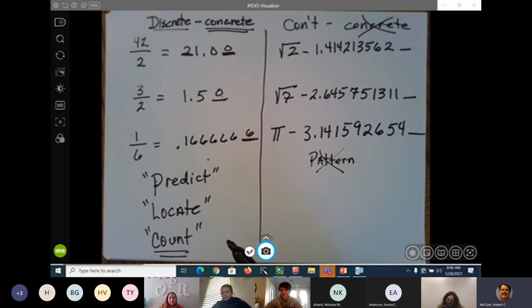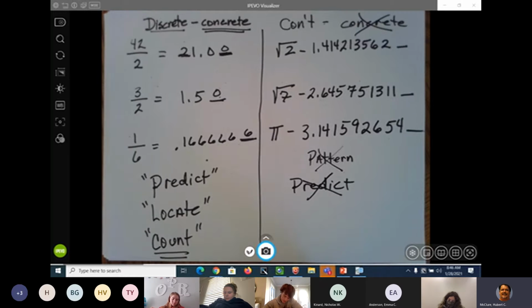Do you see a pattern here? No. Do you see a pattern here? No. So with a continuous number, you cannot predict that next digit. You cannot locate these on a number line because they're bouncing all over the place. And you do not count continuous numbers.